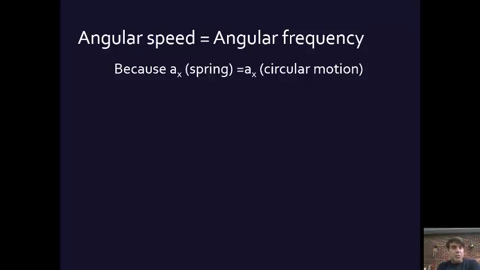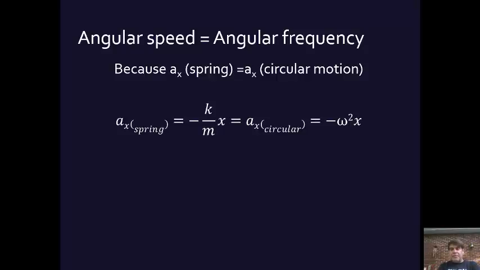If the acceleration of a spring, which we just found out was negative k over m times x, is the same as the acceleration of circular motion, then we can begin to do a little algebra here. We know from a previous chapter, I think chapter 9, that the acceleration of a point on a circle is negative omega squared x. If you want to know the derivation of negative omega squared x, go back and watch a video from, I think, 9.3 or somewhere in there. We can set these two equal to each other and solve for omega, and what we find is that the angular frequency, or angular velocity, whatever you want to call it, is equal to the square root of the constant for the spring divided by its mass.